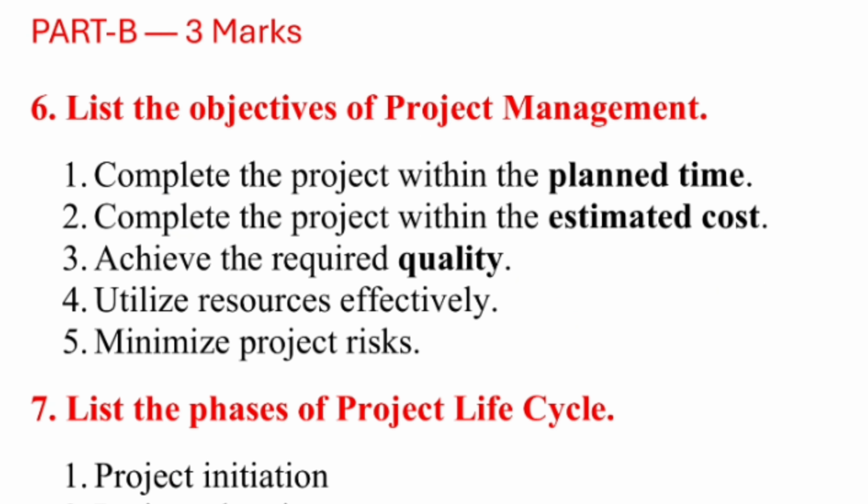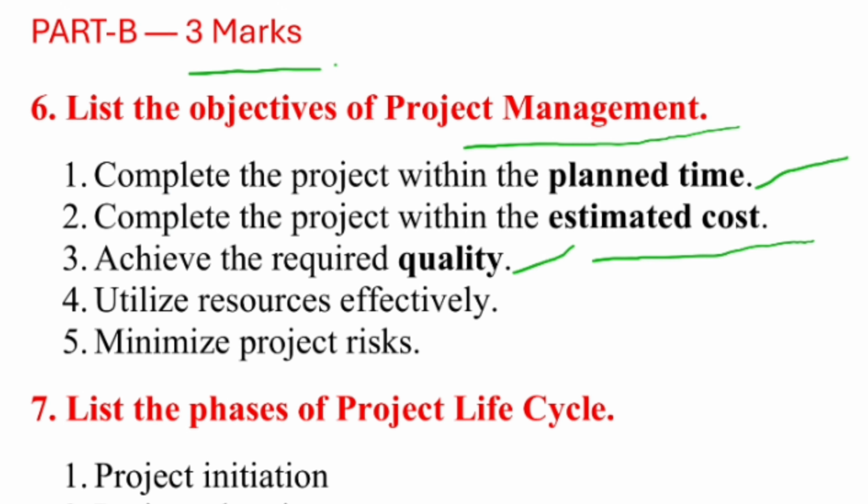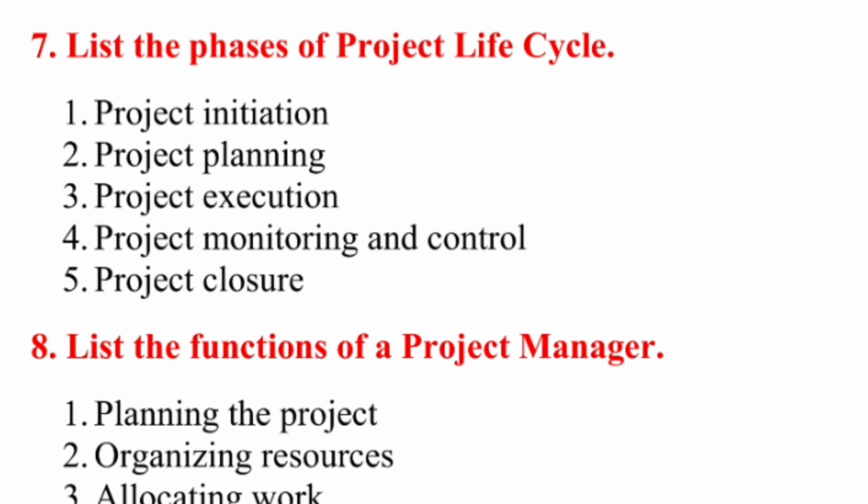So coming to part B, 3 marks questions. List the objectives of project management. One is complete the project within the planned time, complete the project within the estimated cost, achieve required quality, utilize the resources efficiently, and minimize the project risk. Next, list the phases of project life cycle: project initiation, project planning, project execution, project monitoring and control, and project closure.